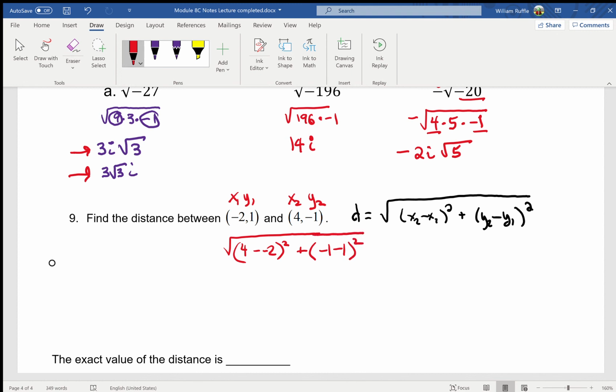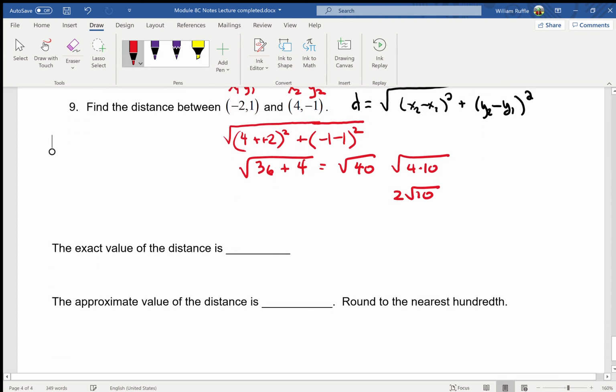And again, please use your calculator on here. I'm going to quickly do this in my head. That's really plus 2. 6 squared is 36. Negative 1 minus 1 is negative 2. Negative 2 squared is 4. So I get this equals the square root of 40. Now the square root of 40, I can simplify this, because this is really 4 times 10, isn't it? So this is 2 square root 10. So my exact answer, that's with radicals, is 2 square root of 10.